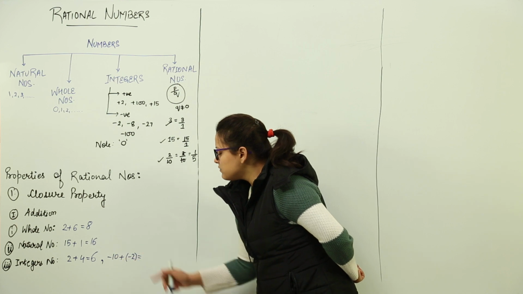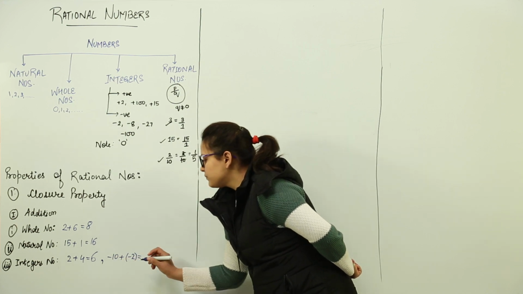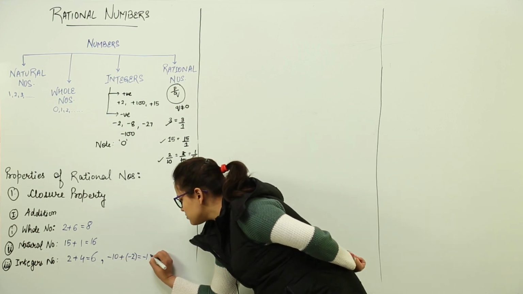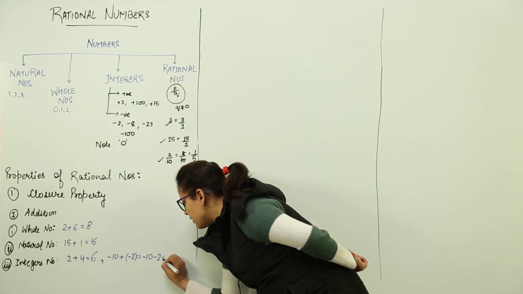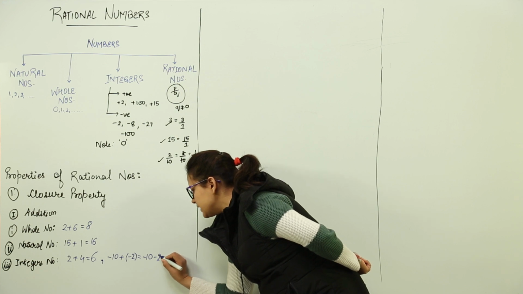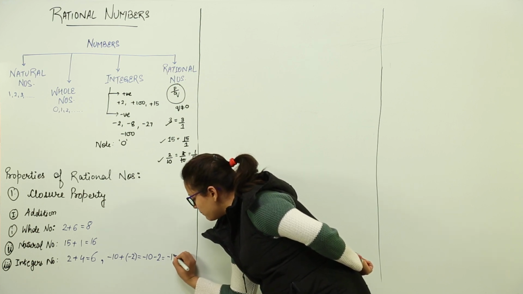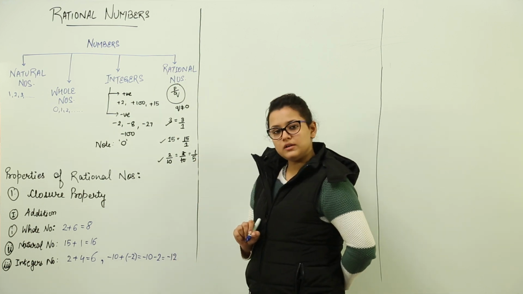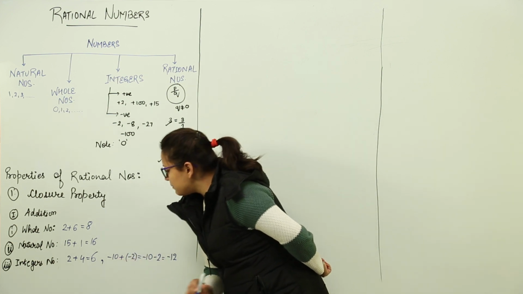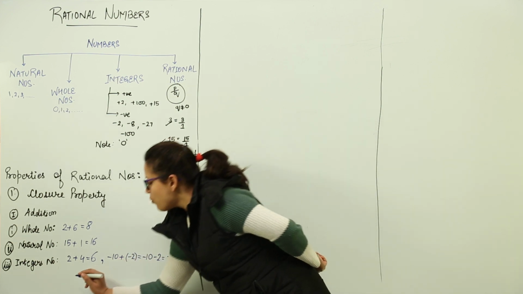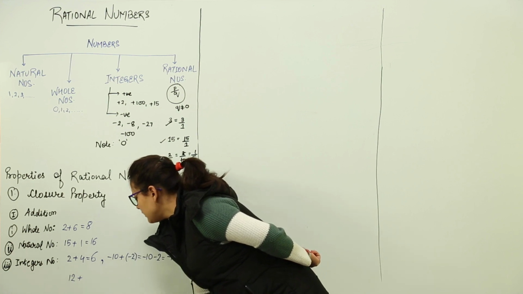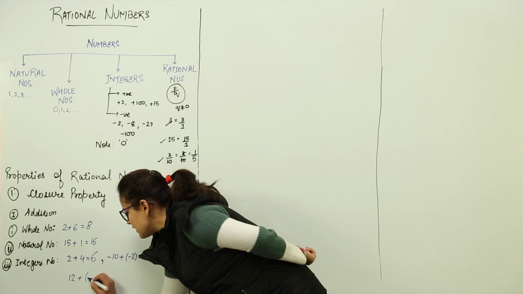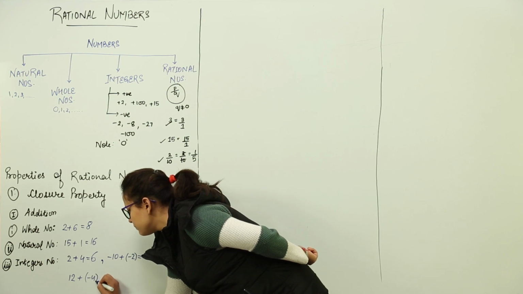Now I have again taken two integers, but in this case both my integers are negative. So these negative integers would add up to what? First of all, you need to multiply the signs. That would give you minus. So minus 10 minus 2 would give you minus 12. Understood? Now next example I am going to take is one positive integer, let's say 12, and one negative integer, let's say minus 4.